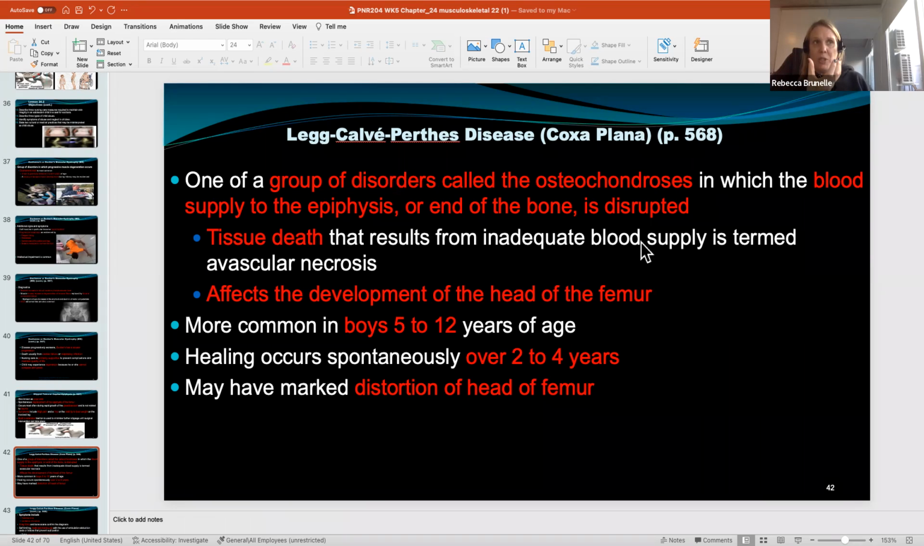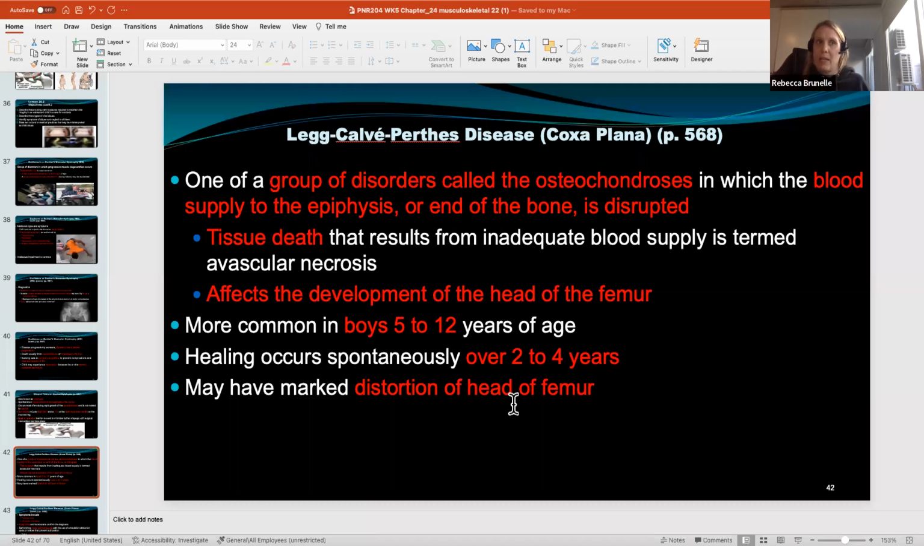So you have disruption of blood supply to the epiphysis, and this is that section of the bone that's responsible for the growth, and it can cause tissue death. It frequently affects the head of the femur, which is the area of the femur that is responsible for growing. It almost always resolves spontaneously, but they can have permanent distortion of the femur head because it causes decreased blood supply to that section of the femur. So they can have problems long-term over time.